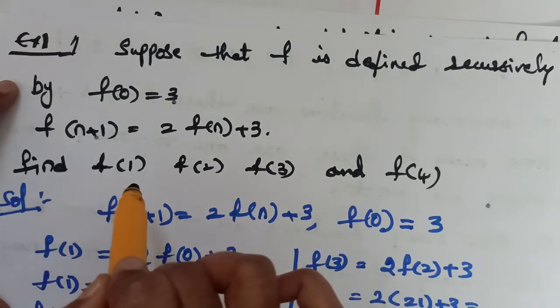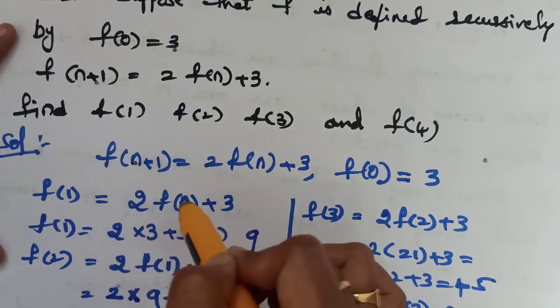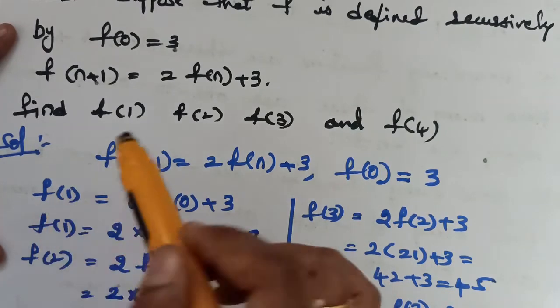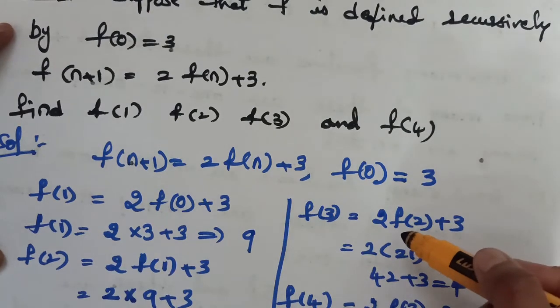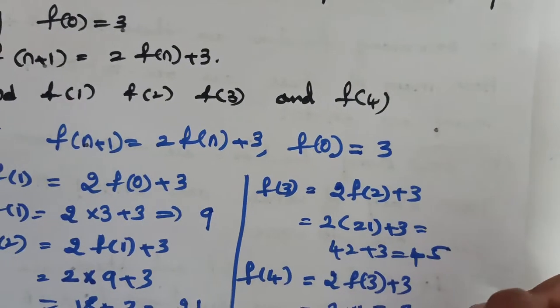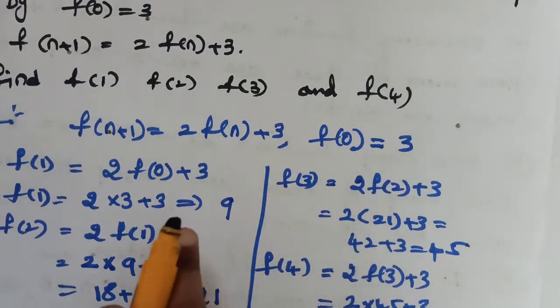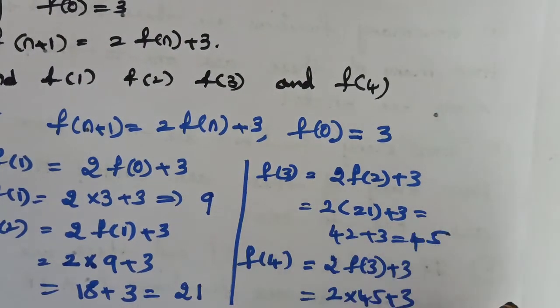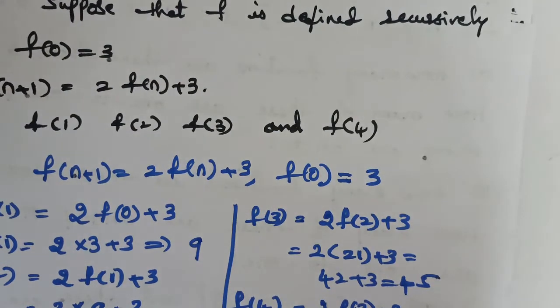To get f of 1 you need to substitute n equal to 0. By substituting n equal to 0, we got f of 1. By substituting n equal to 1, we got f of 2. By substituting n equal to 2, we got f of 3. And by substituting n equal to 3, we got f of 4. So these are the f of 1, f of 2, f of 3, f of 4 values. Okay, this is about the first problem. Next.